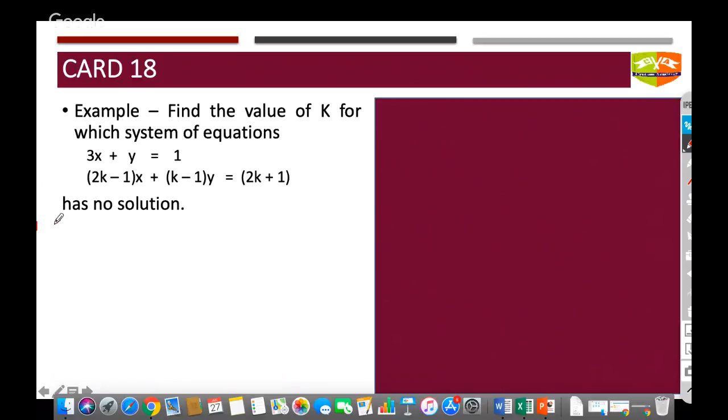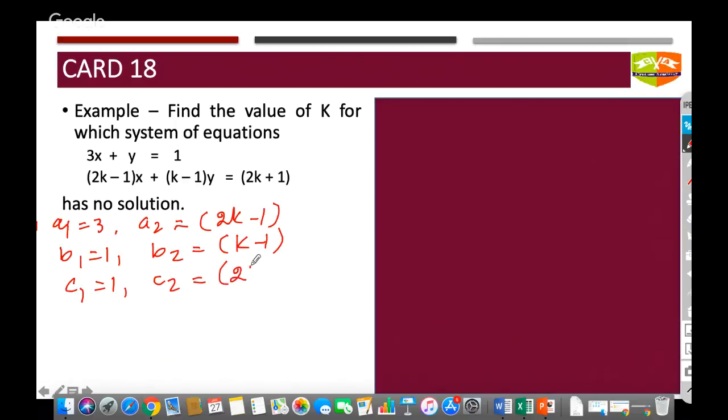So a1 is equal to 3, a2 is equal to 2k - 1, b1 is equal to 1, b2 is equal to k - 1, c1 is equal to 1, c2 is equal to 2k + 1. Now a1/a2 is equal to b1/b2, that should not be equal to c1/c2. If you don't write this, you don't get the marks. So you need to first write this. Let me replace the values.